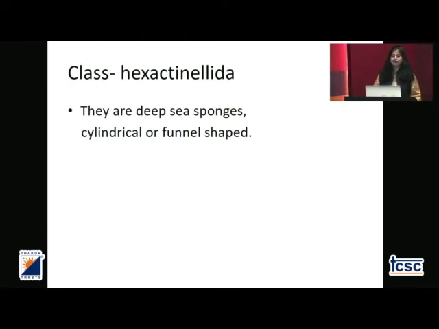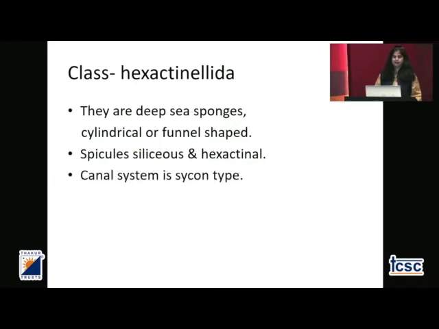These are also called as glass sponges, known for living in deep sea water. The body is either funnel shaped or cylindrical in shape. They are called as members of Hexactinellida because the spicules are made up of silica, and these spicules are hexagonal in nature. That is why members of class Hexactinellida. The type of canal system they have is Sycon type of canal system.